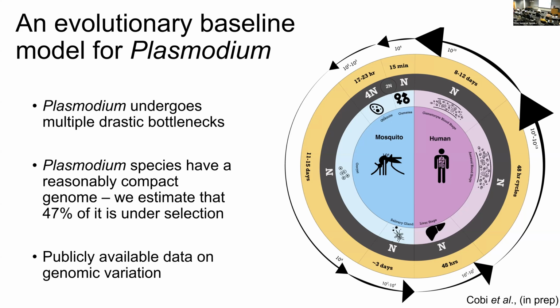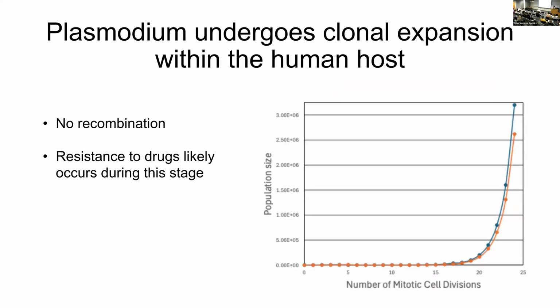It makes sense to have an evolutionary baseline model for analyzing this sort of pop gen data that's coming in now for a lot of Plasmodium species. Another interesting aspect is that inside the human host, they increase in frequency a lot. They undergo a growth phase, but in this phase they're reproducing entirely asexually, so there's no recombination inside the host. And that's where resistance to drugs, et cetera, is possible. So it's completely asexual reproduction.